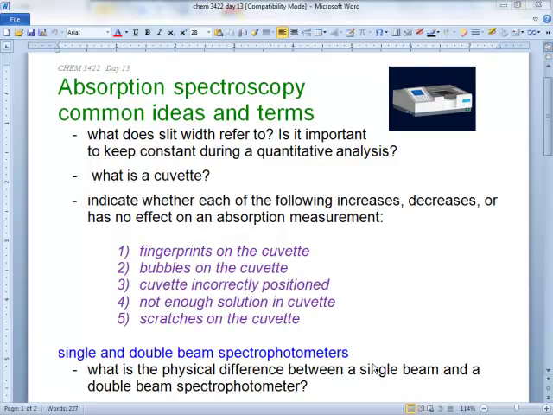Day 13, I think we're wrapping up spectroscopy here. Mine says 12. Yeah, no, it's a typo. Okay. Common ideas and terms.